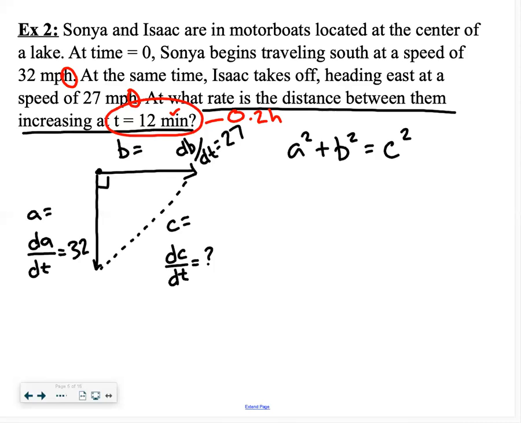Why does that help us? Because we can use that time to get our instantaneous values at that time, A, B, and C. So to find A, she's going 32 miles an hour, after 12 minutes, which is 0.2 hours, you would say 32 times 0.2, because that's the instant that you're evaluating. Okay, 32 miles per hour after 12 minutes, and you would come out with 6.4. So at that instant, after 12 minutes, your A is 6.4.